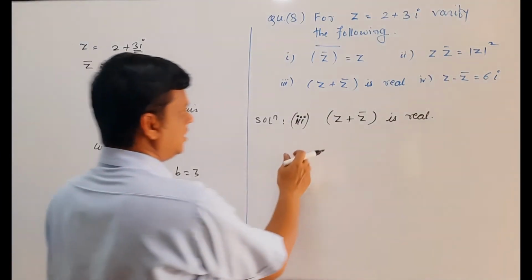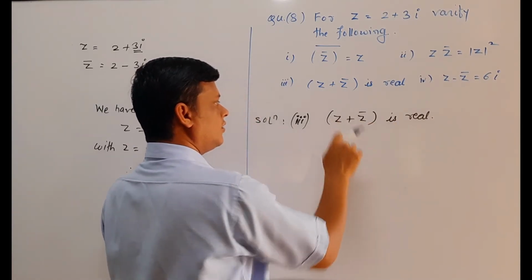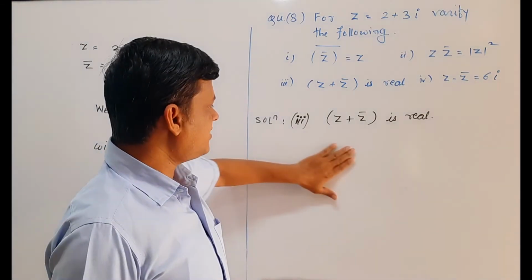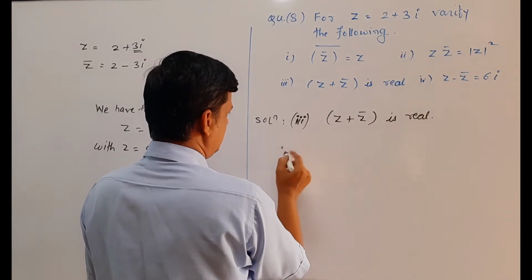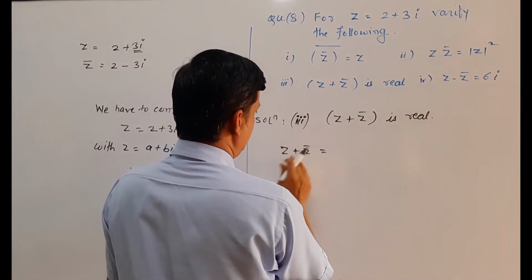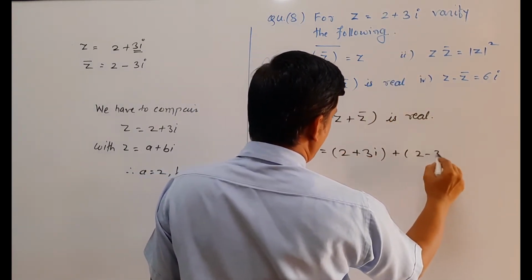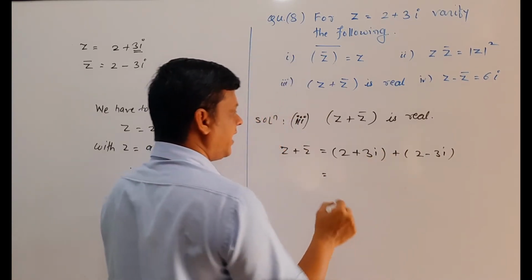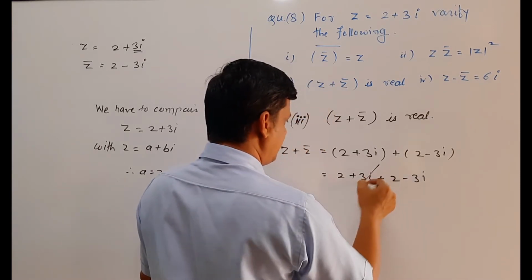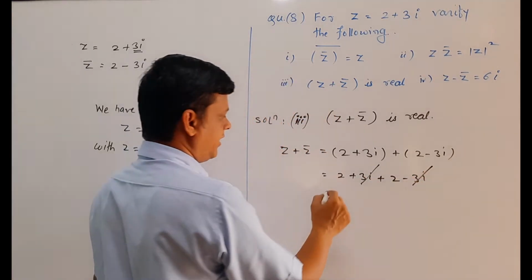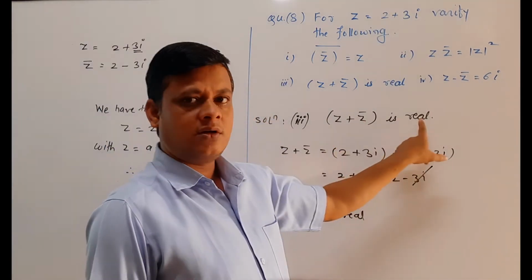Now see sub question third. Here we have to show z plus z bar is real. That means the sum of a number and its conjugate is always real. So we find z plus z bar. z is 2 plus 3i. z bar is 2 minus 3i. So we remove the bracket first: 2 plus 3i plus 2 minus 3i. So this plus 3i gets cancelled with this minus 3i. 2 plus 2 is 4, which is real. So z plus z bar is real.